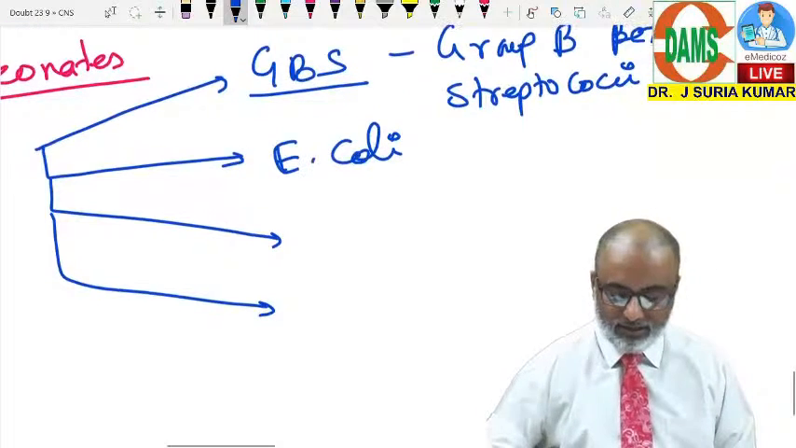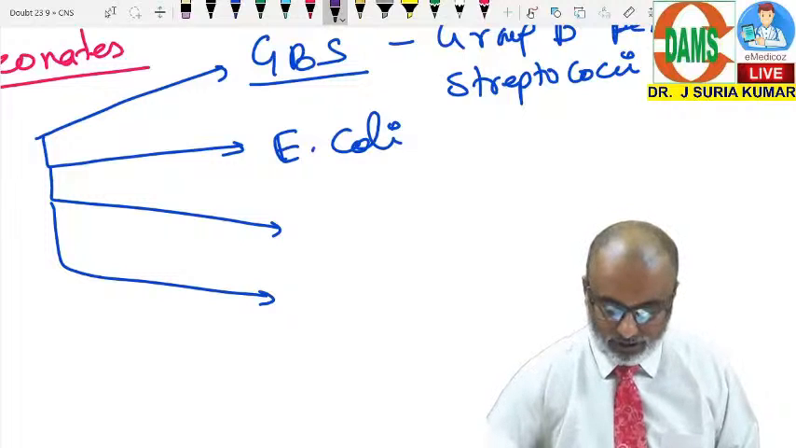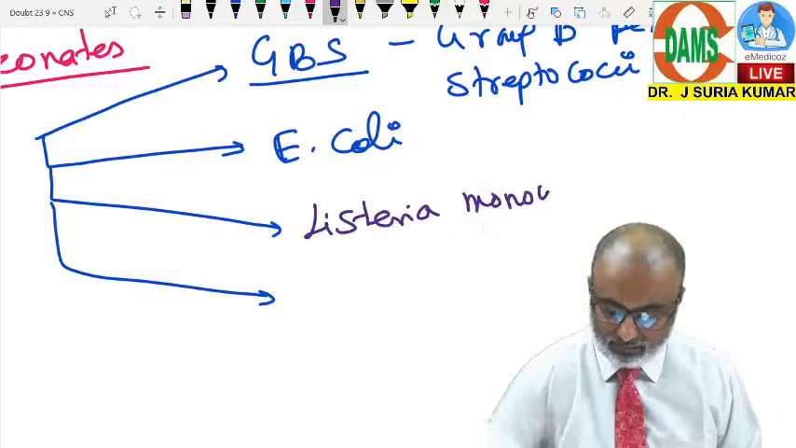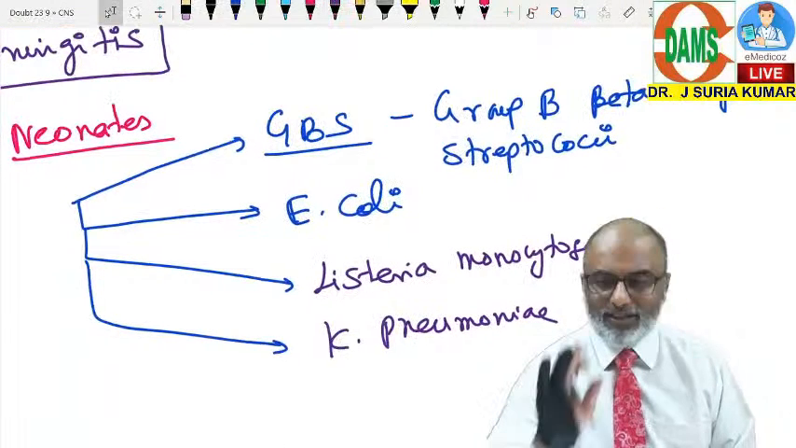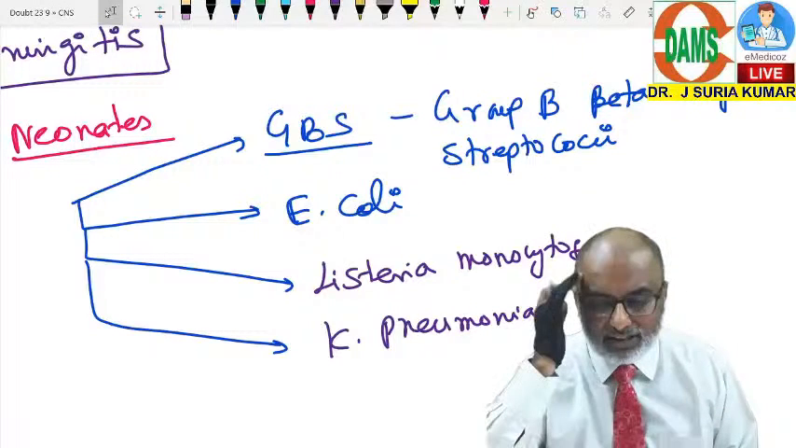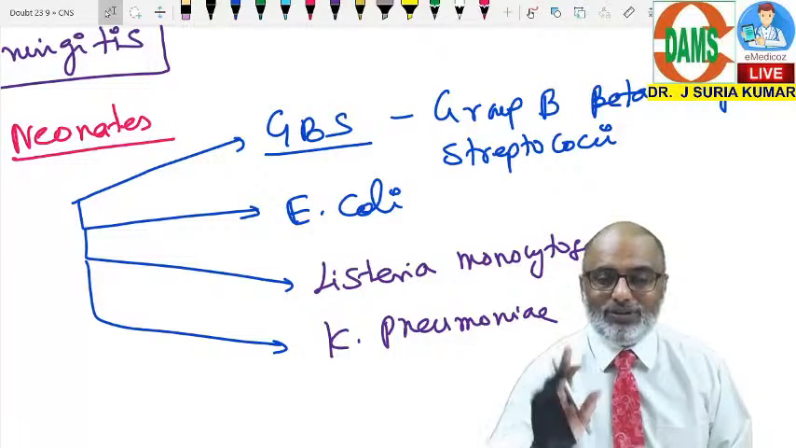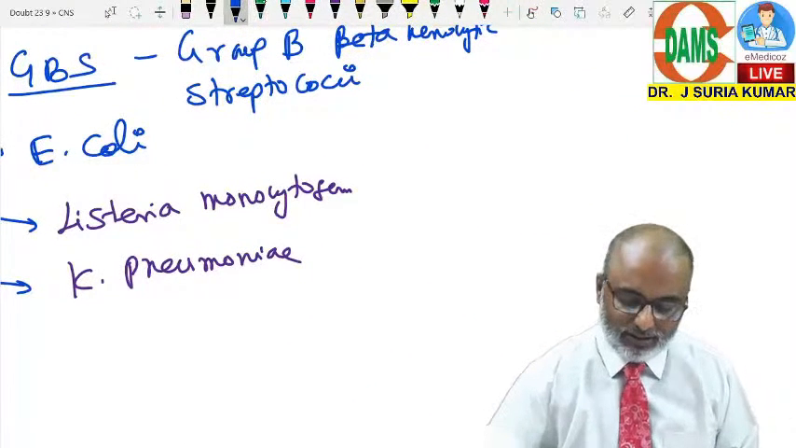Okay, right. Third one is Listeria monocytogenes, a very important pathogen. Fourth one is Klebsiella pneumoniae. These are all common in neonates. Please remember, the majority of the pathogens causing meningitis are capsulated. They possess a polysaccharide capsule. That is the main culprit. It's a thumb rule: the majority of bacterial pathogens have a polysaccharide capsule.